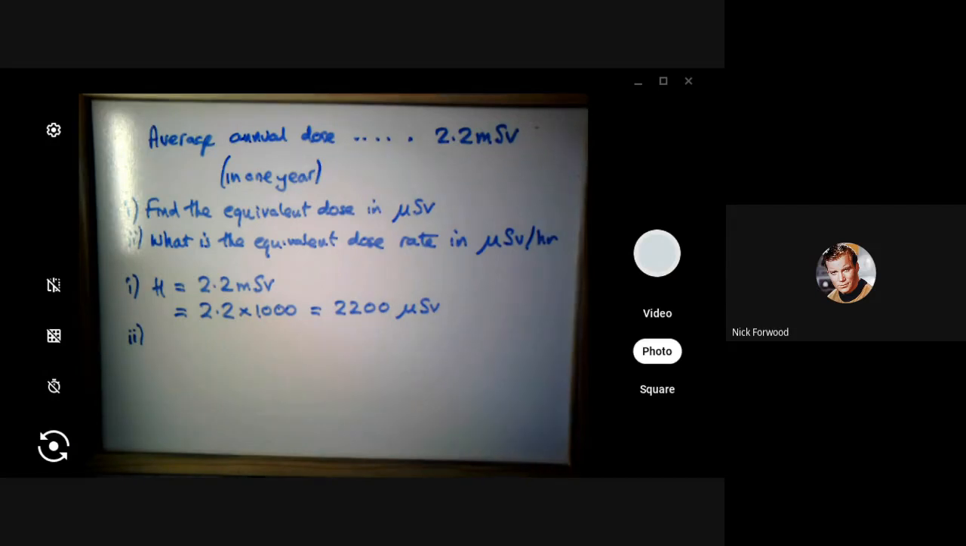So we don't need to think about whether it's only between the hours I'm in school, or only when I'm in a certain place. You're going to get this all the time from background radiation, from the food you eat, the water you drink, all of that radioactivity in the air, from rocks, from nuclear tests, all that sort of thing. So we need to find out how many hours in the year.